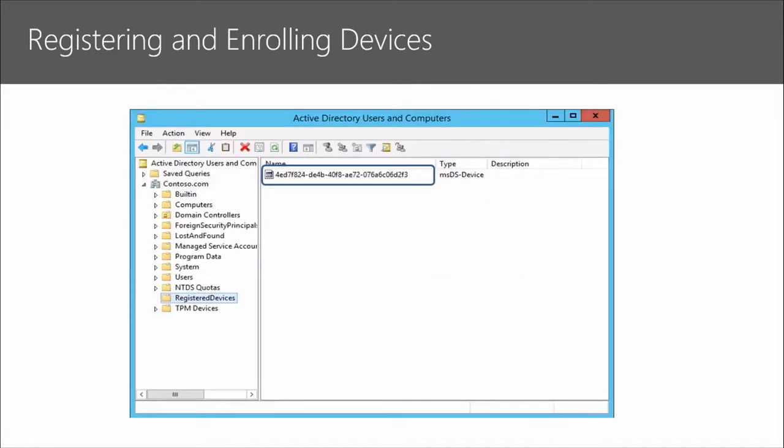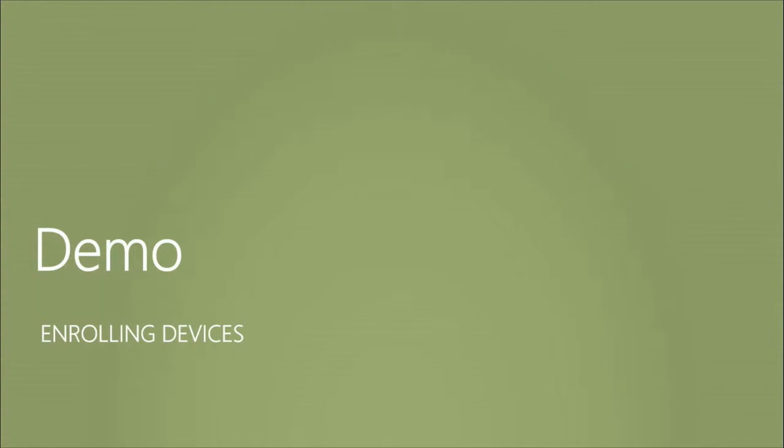And in Active Directory, you will see the same GUID, the same globally unique ID, in the registered devices container. And you'll see that the type of object is an MSDS, that's Microsoft Directory Services, dash device. That's it. Very generic. Sounds very generic.